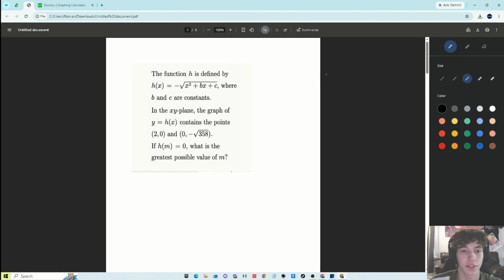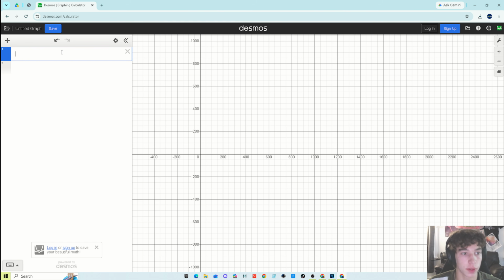All right, let's get right into the first question. It says a function h is defined by this, where b and c are constants, and then these points are on that line. And then it just says if h of m equals 0, what's the greatest possible value of m? Okay, let's define this function in Desmos. So h of x equals negative square root of x squared plus bx plus c.